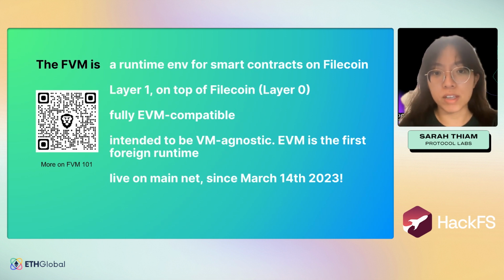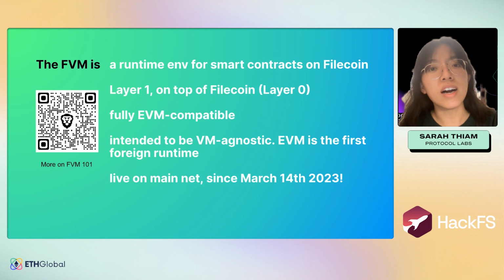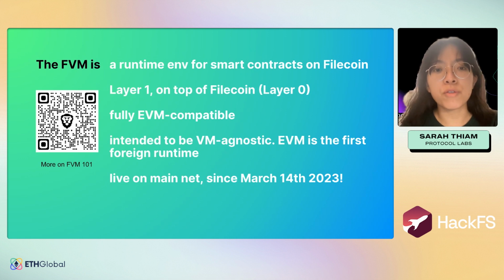So the FVM is a runtime environment for smart contracts on Filecoin. It sits on top of the Filecoin network. It is a feature of the Filecoin network. It is not a separate product on its own. It is a layer 1 on top of Filecoin, which is a layer 0. It is also fully EVM compatible. So we have a fully feature complete Ethereum JSON RPC API, and that is how the FVM is fully EVM compatible today.